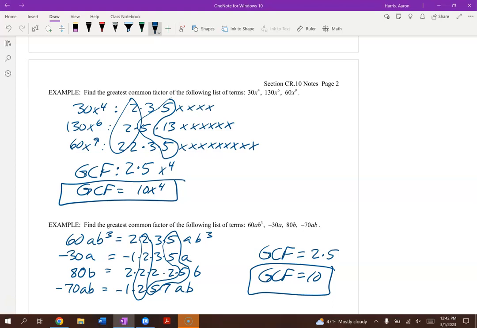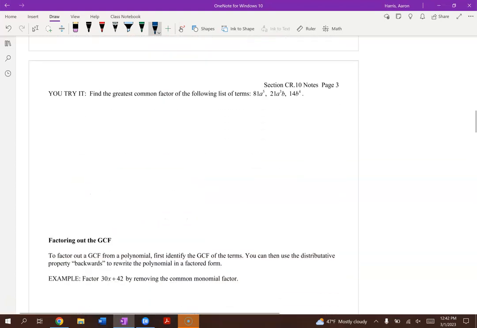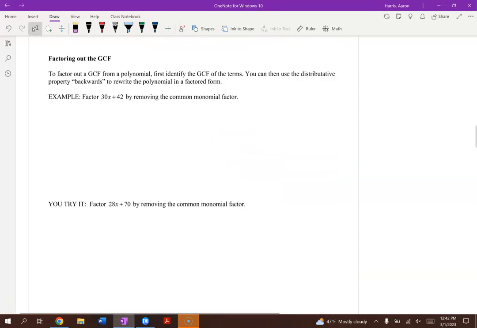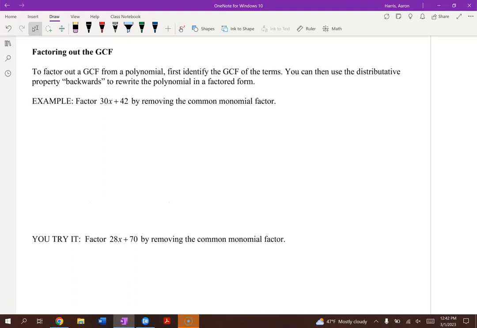Okay. All right, I'm going to skip down. You guys can read through some of those in the written notes if you want to. But let's get into factoring out the greatest common factor now. So we got this 30x plus 42.